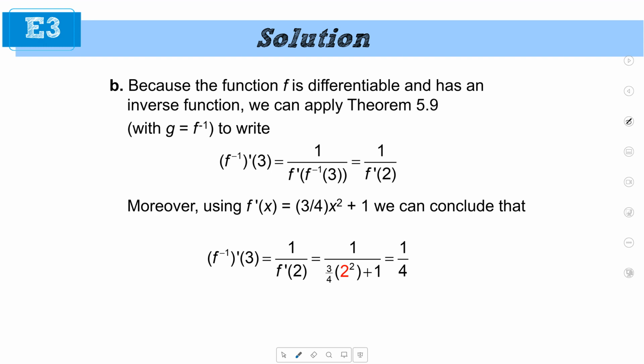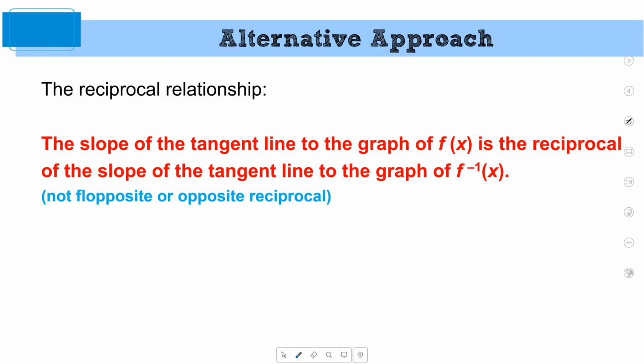Okay, so in order to use the graphical approach, you got to remember one other thing, and that is the stuff in red. The slope of the tangent line, of any tangent line on the original function, is the reciprocal of the slope of this corresponding tangent line on the inverse. Okay, now notice I said reciprocal, not opposite reciprocal. It's just flip it over.